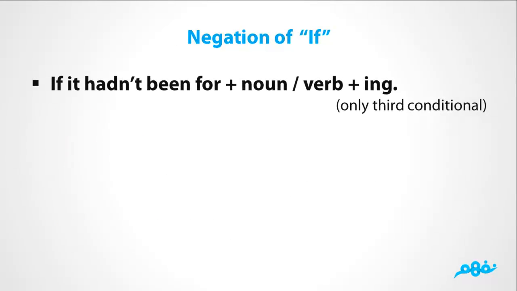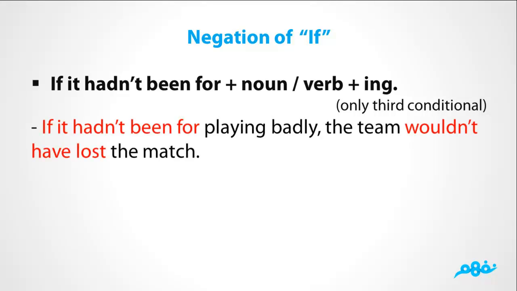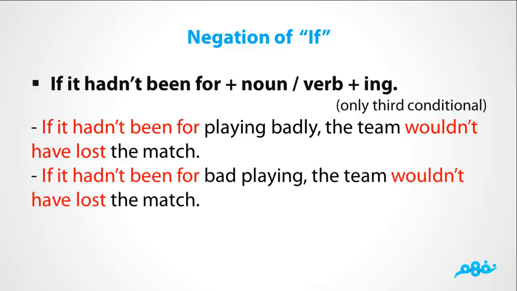Fifth, if it hadn't been for plus a noun or a verb plus ing, in the third conditional only. If it hadn't been for playing badly, the team wouldn't have lost the match. If it hadn't been for bad playing, the team wouldn't have lost the match.